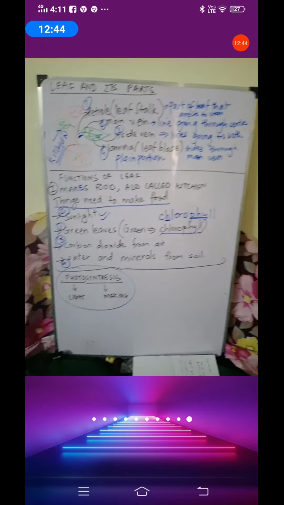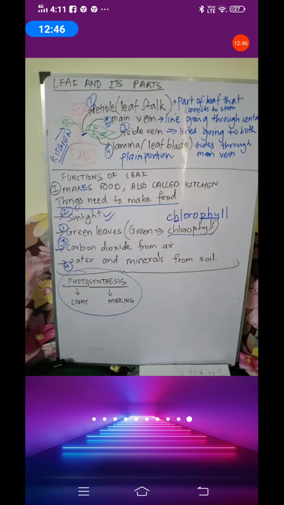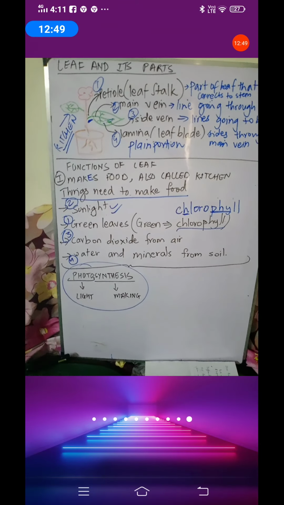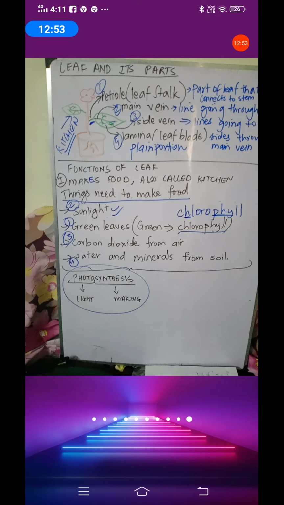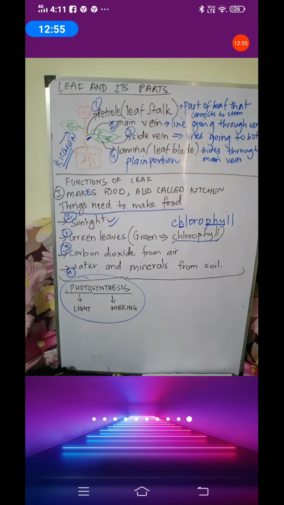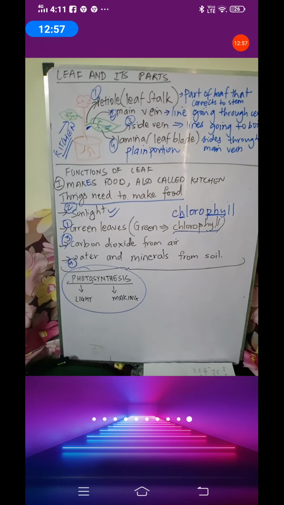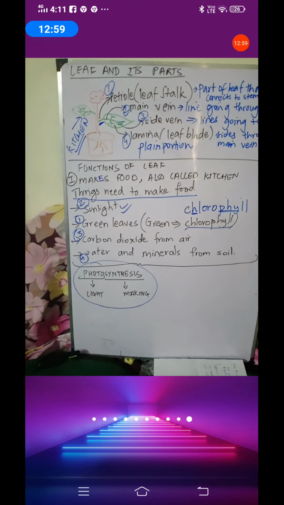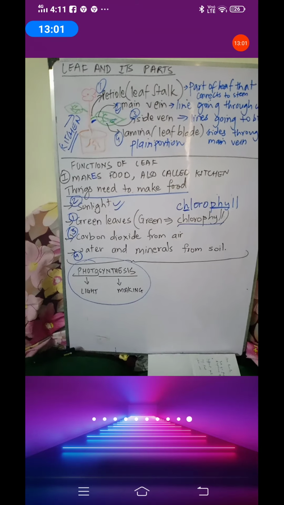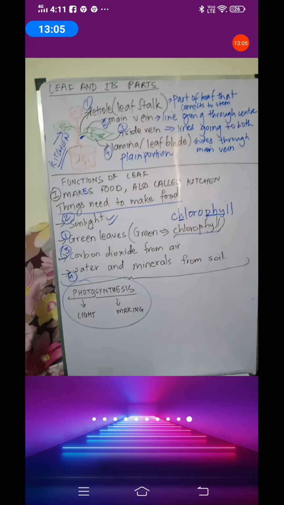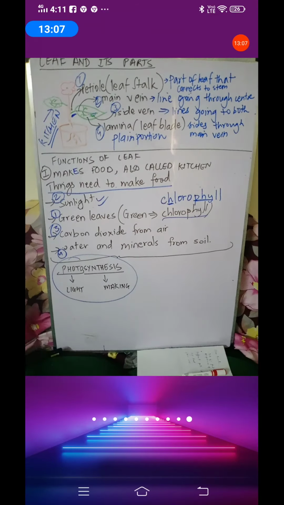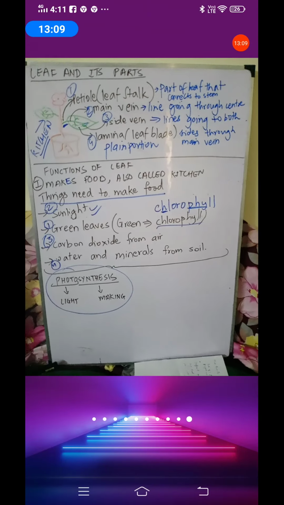Alright students, so we have had a good discussion on the leaf and its parts. Which are the 4 parts? Petiole, main vein, side vein and lamina. And we have also discussed the first and the main function of the leaf, which is to make food. This process is called photosynthesis. In the next video, I am going to take you through the other functions of the leaves. Okay, thank you students.